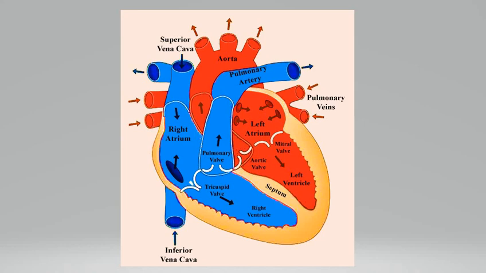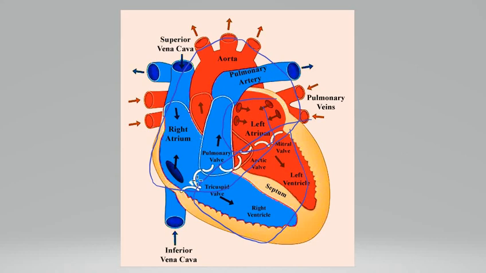In the image, you can see the basic anatomy of our heart. It has 4 chambers. The upper part has 2 atria. The upper right chamber is known as the right atrium and the upper left chamber is known as the left atrium. And the lower part has 2 ventricles. The lower right one is known as the right ventricle and the left one is known as the left ventricle.